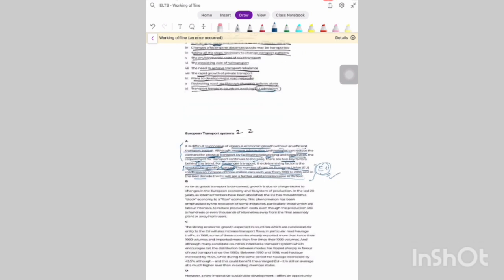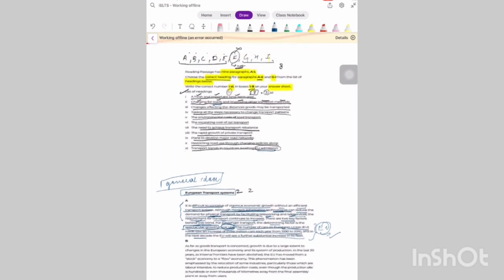Because the para was so small, with first two lines and last two lines, we ended up reading the whole para. But for other cases, it won't be the same, and you won't get this much time for explaining. Since I'm explaining it all, I'm taking so much time, but you have a maximum of 20 minutes to solve such questions. Now, what is the general idea of the para? What does the para speak about? I know this whole passage is about the European transport system, but what does this particular paragraph talk about?